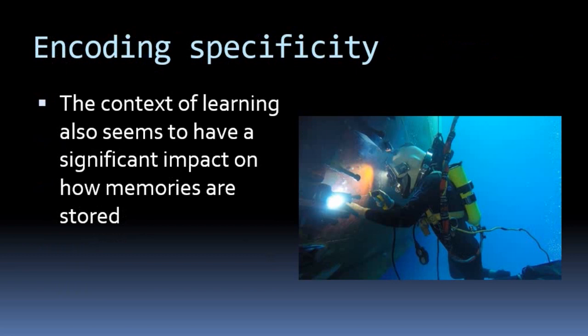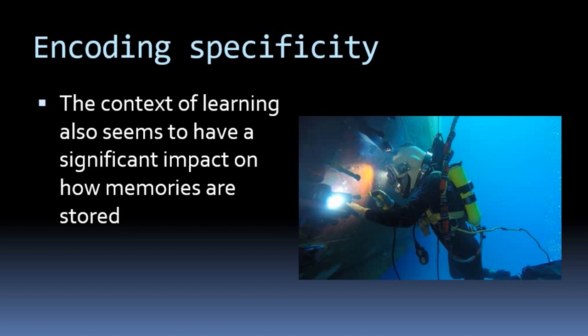The context of learning seems to have a significant... No, sorry, we're not in problems yet. We're still in stuff within the levels of processing approach. So the context of learning seems to have a significant impact on how memories are stored. So the example that's usually given at this point in the course, I cannot find a citation for this, but it makes a good story, so let's go with it.